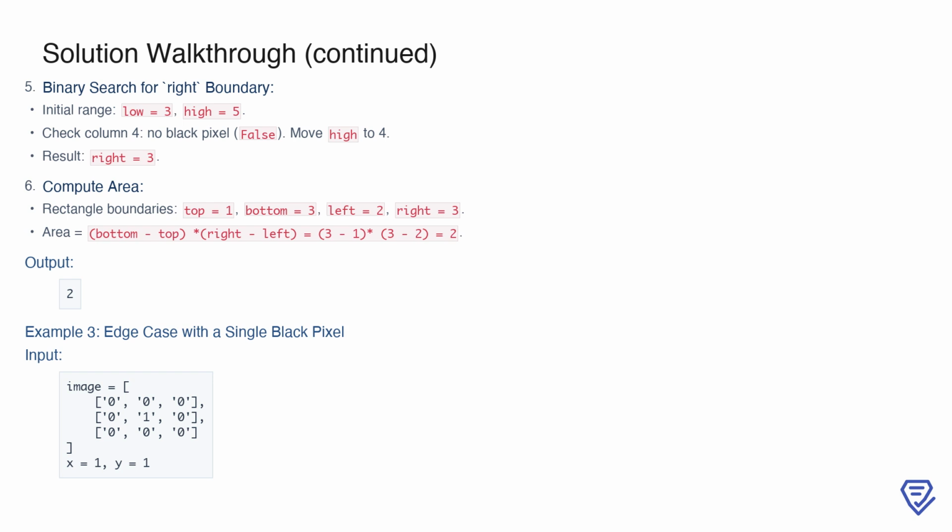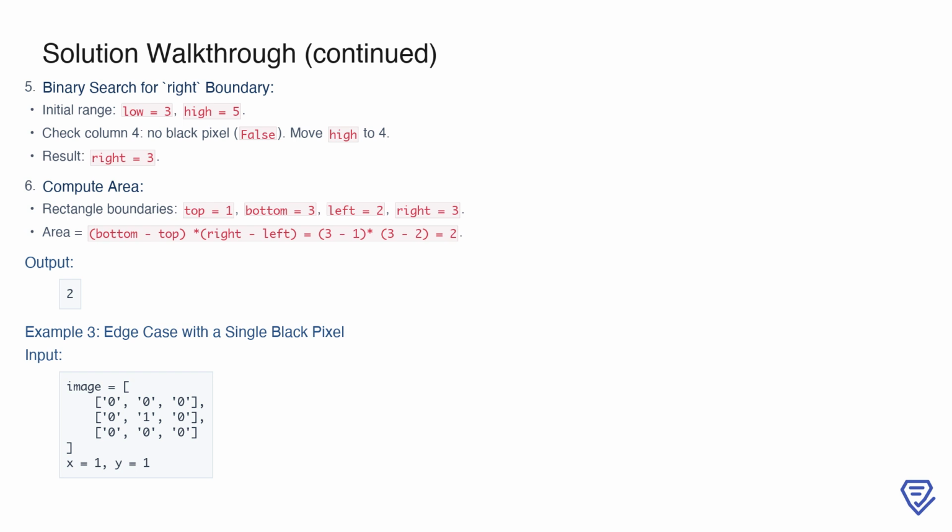With all boundaries identified, we calculate the area. The rectangle is defined by top equals 1, bottom equals 3, left equals 2, and right equals 3. Using the formula, the area is (bottom - top) * (right - left), equals (3 - 1) * (3 - 2), equals 2. This is the smallest rectangle that encloses all black pixels in this image.